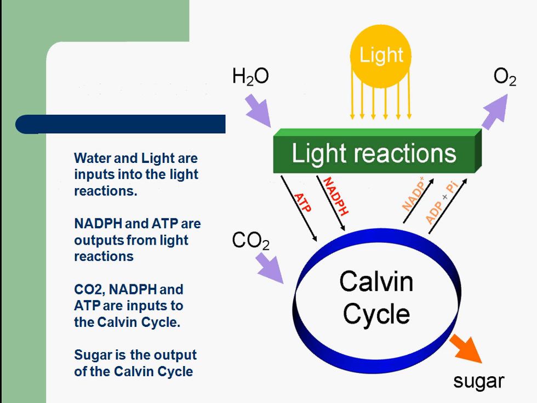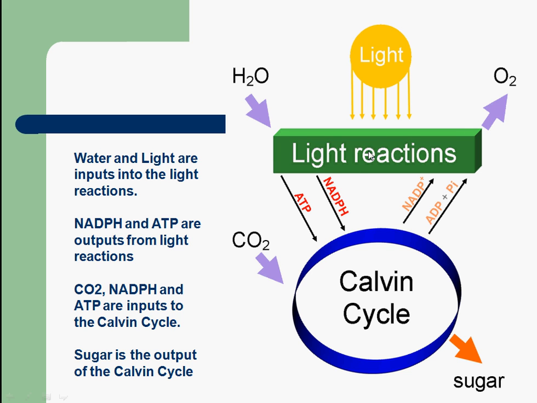Here we have a diagram that's showing the overall 2 stages of photosynthesis. And what we're basically showing here is that there are 3 inputs: light, water, and carbon dioxide. Light and water are important for the light reactions to take place properly.